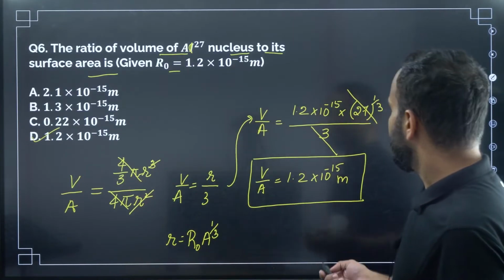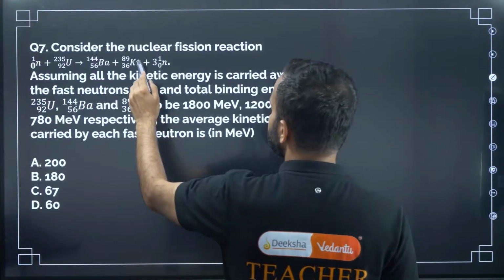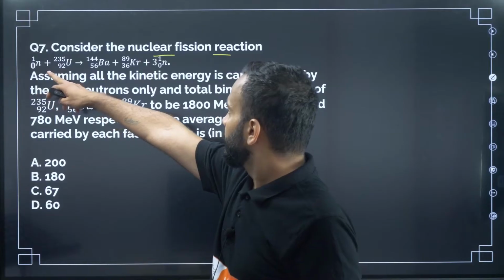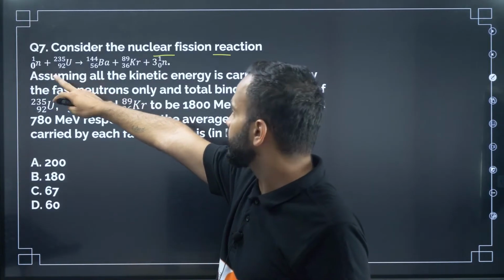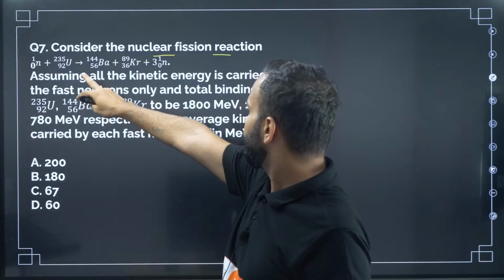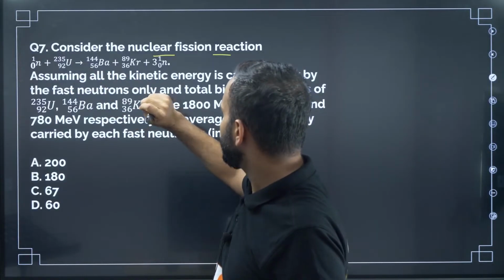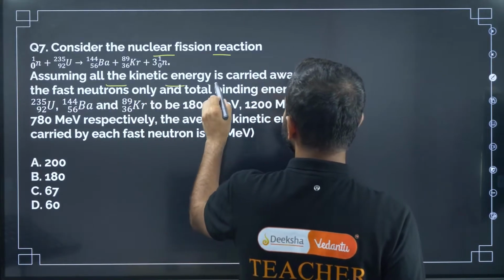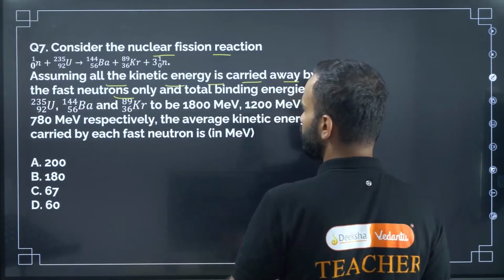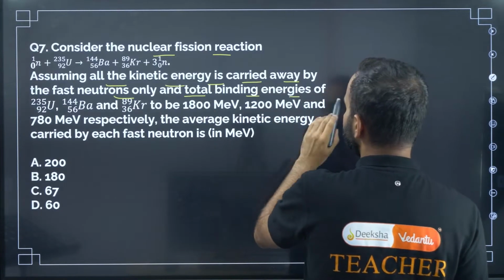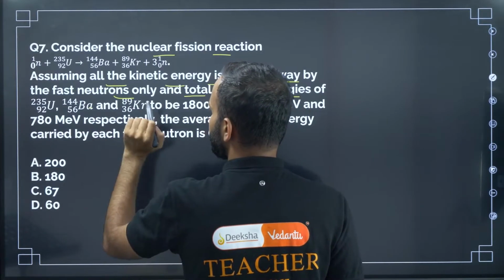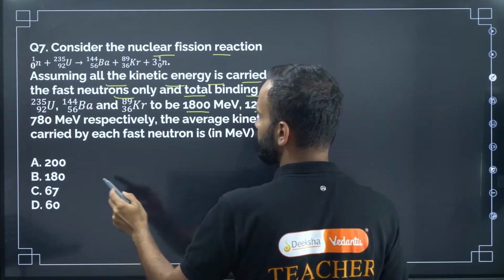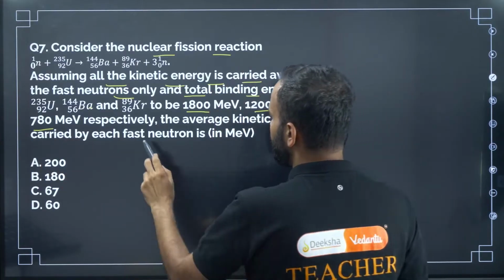Okay, yeah. Next question, question number 7. Consider the nuclear fission reaction. The neutron hits the uranium 235, and now it forms barium and krypton plus 3 fast neutrons, right? Assuming all the kinetic energy is carried away by the fast neutrons only, and total binding energies of uranium 235, barium 144, krypton 89 to be 1800 mega electron volt, 1200 mega electron volt and 780 mega electron volt respectively.